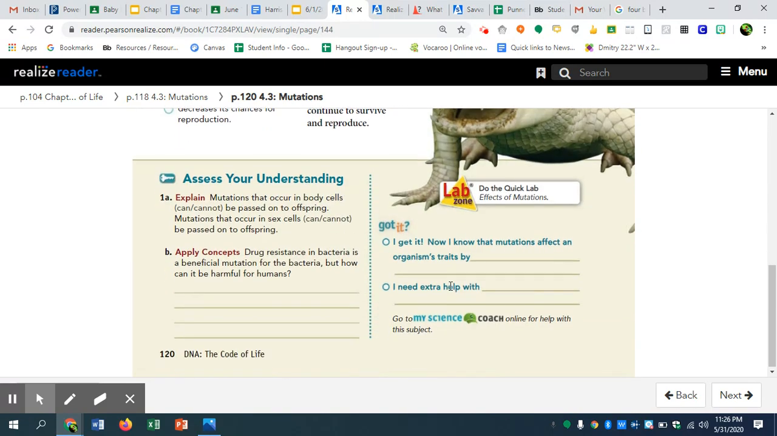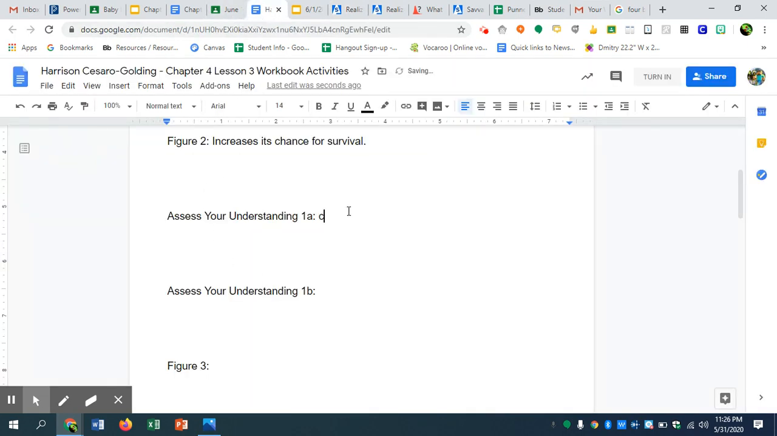Here it is. Mutations that occur in body cells can or cannot be passed on to offspring. Mutations that occur in sex cells can or cannot be passed to offspring. So remember, that was in the first page. If you remember, it said if it happened on a skin cell, on your body cell, it cannot be passed to offspring. But ones that occur in our chromosomes, our X and our Y, the sex cells, can. So the first word should be cannot, and the second word should be can. So we're going to write cannot and can.